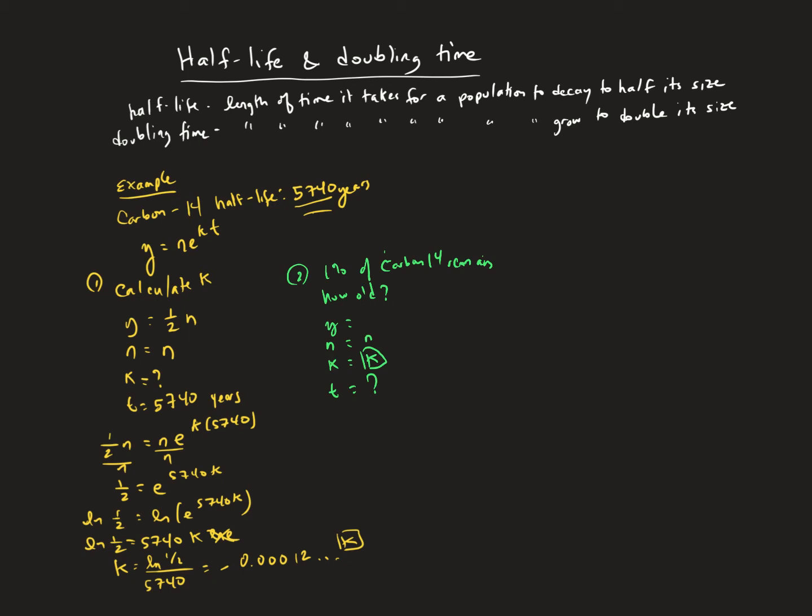1% you can get two different ways. You can think of it as dividing it by 100, so that'd be 1 out of 100, or you can multiply it by 0.01. I'm going to choose the latter. And then plug that stuff in. And you're solving for t. So this is pretty much going to be the same math we did in the first step, but this time we're solving for t instead of k.